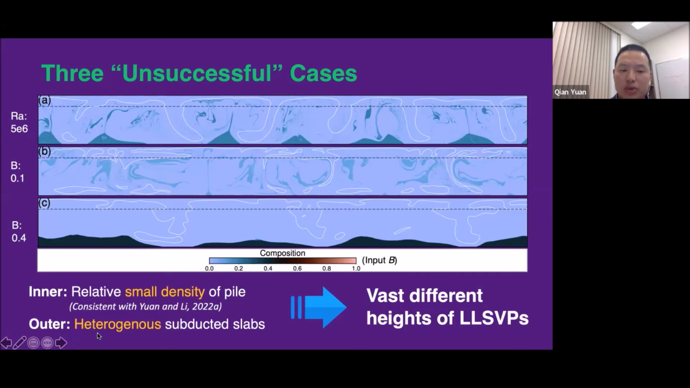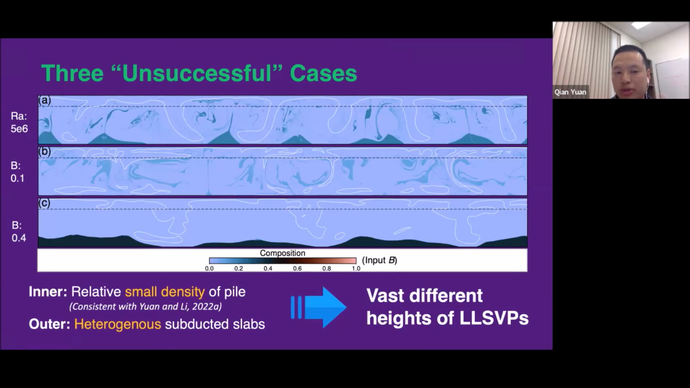Another one is that you need heterogeneous subducted slabs. Because as we see here, if you have a strong slab everywhere, equally distributed in the mantle, then the height of the pile will be very, very similar. So this gives the answer for the introduction pictures.